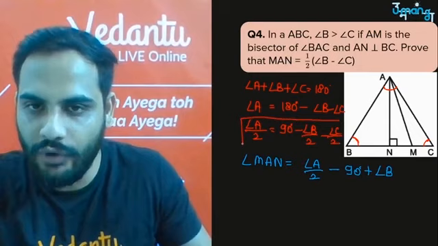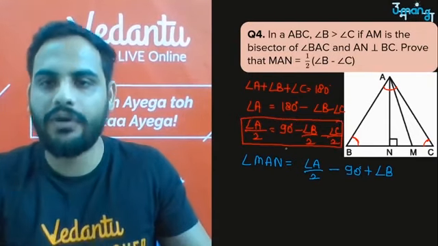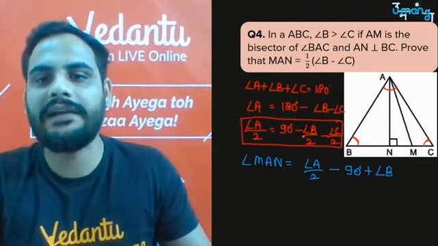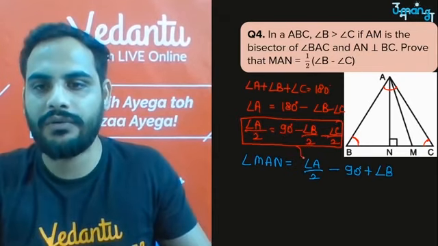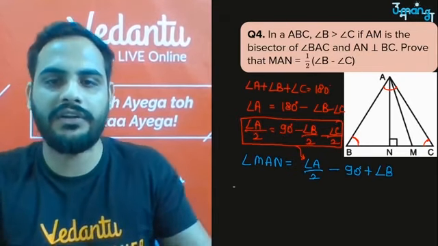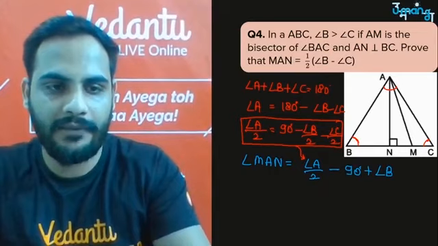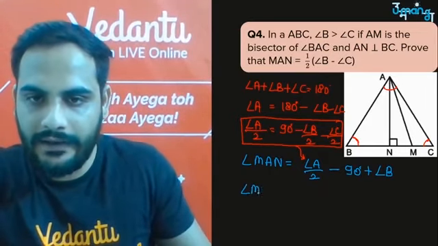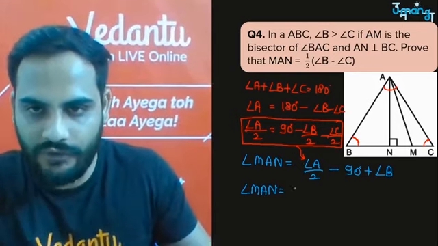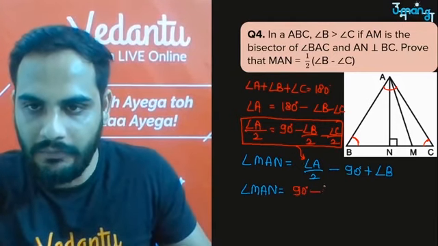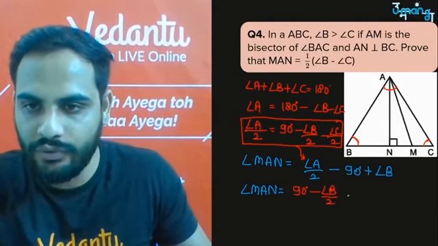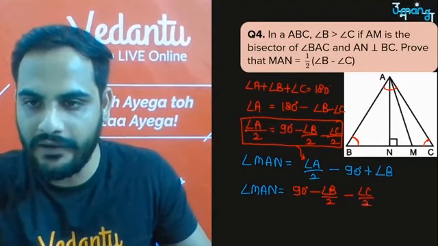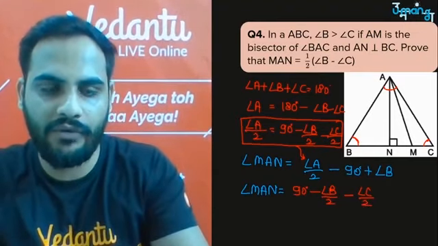है ना भाई, we don't want A by 2 in this part, so I got to know A by 2 can be written as 90 minus B by 2 minus C by 2. Replace this value of A by 2 in this equation. So what will you be getting? You will be getting angle MAN is equal to, in place of angle A by 2, I am writing the value which I have got for A by 2, that is 90 minus angle B by 2 minus angle C by 2. ठीक है, that is the value of angle A by 2 we have got.